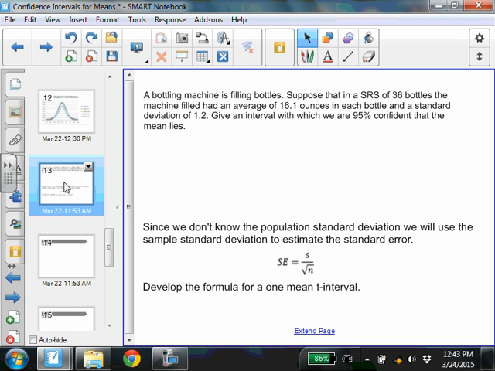Yes, it's for the sample. So this is what we're saying. A bottling machine is filling bottles. Suppose that a simple random sample of 36 bottles the machine filled had an average of 16.1 ounces in each bottle and a standard deviation. So this is the standard deviation, once again, from the simple random sample. So our sample mean is 16.1. That's the average here. Our sample standard deviation, that's S, is 1.2. I want to give an interval with which we are 95% confident that the mean lies.